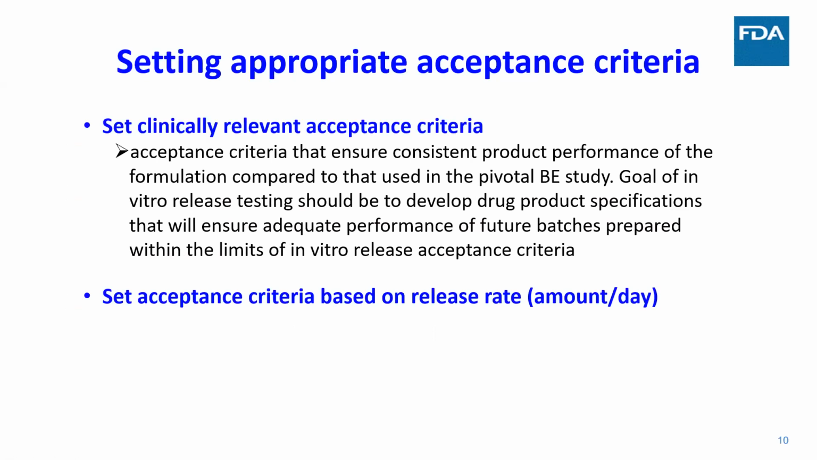Now, here are some considerations for setting appropriate drug release acceptance criteria for vaginal rings. From a quality perspective, setting clinically relevant drug product acceptance criteria is desired. Clinically relevant acceptance criteria are those that ensure consistent in vivo product performance of the formulation or the marketed product compared to that used in the pivotal BE study. So the goal of the in vitro release testing should be to develop drug product specifications that will ensure adequate performance of the future batches prepared within the limits of acceptance ranges. Another point to consider is that acceptance criteria should be set based on the release rate, that is, amount per day.